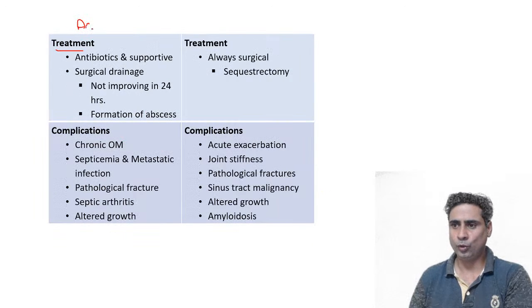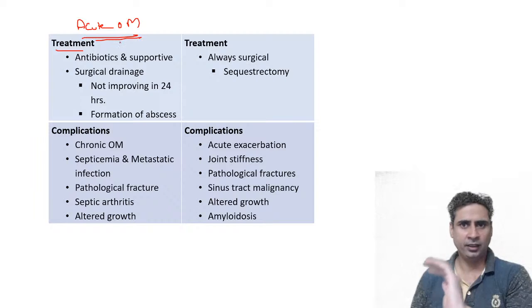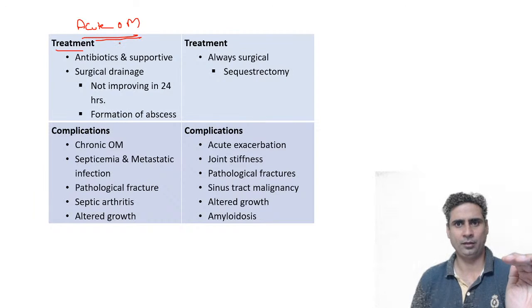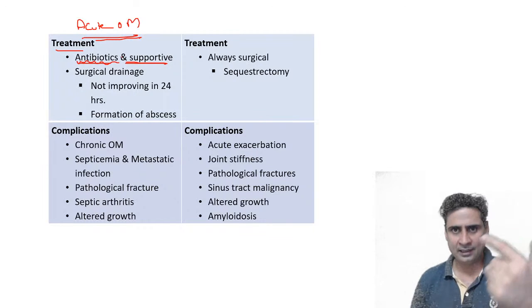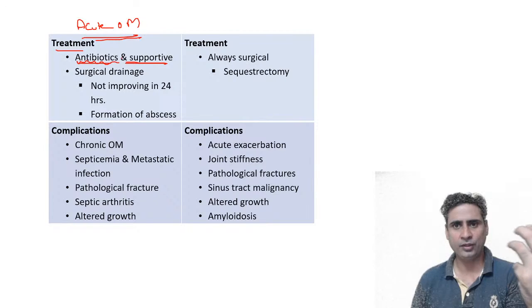Now we will see treatment. Treatment of acute osteomyelitis. In acute osteomyelitis, if there is no formation of subperiosteal abscess, we start conservative management in the form of antibiotics and supportive treatment, that is rest to the limb, analgesic, proper hydration if patient is dehydrated. This all will be done with antibiotics.